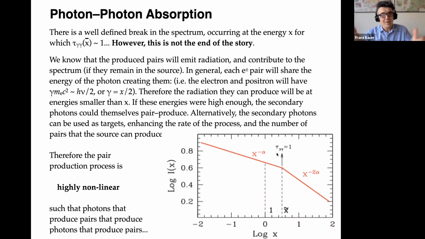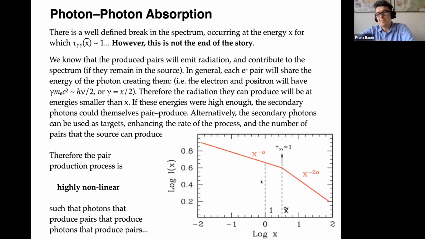That's all great. However, we've just produced some pairs, and those pairs will emit radiation, which can then modify the spectrum, because they may have some energy going with them. So there may be a magnetic field, there may be protons, whatever. There then is also the possibility that the pairs could annihilate and create a new set of photons too. And so generally speaking, each of these pairs is going to share the energy of the photons created. And so typically they're going to have an energy which is proportional to this, and the radiation they produce is going to be at energy smaller than x.